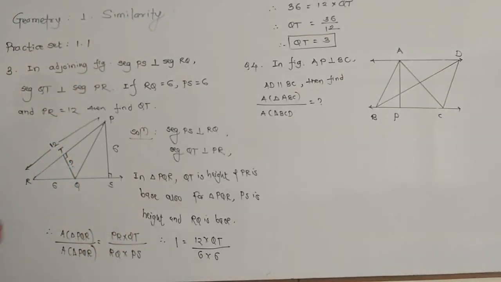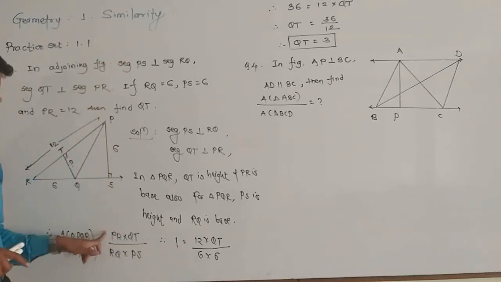I again repeat, for the same triangle, that is for triangle PQR, there are two heights and two bases. That means the area for these two heights and two bases are equal. That means area of triangle upon area of triangle gets cancelled. That means we get only 1.